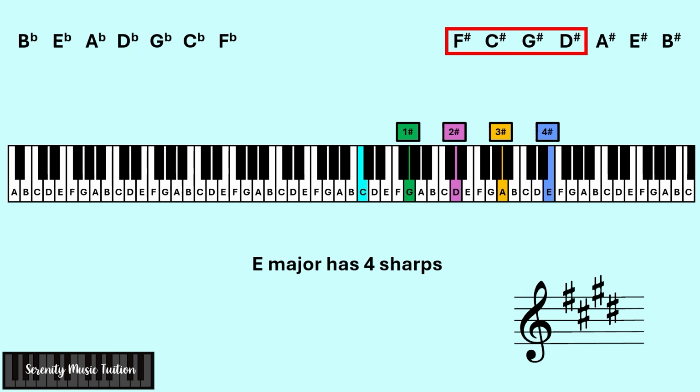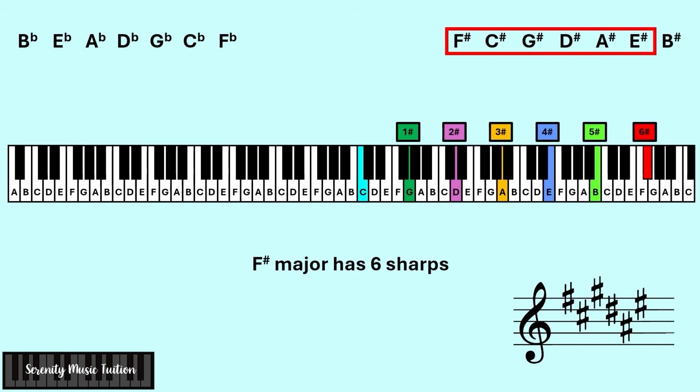We move right again by the interval of a perfect fifth to reach B major, which has 5 sharps. We have all the 4 sharps that we had in E major, and now with an extra sharp, which is A sharp. We move right again by an interval of a perfect fifth to reach F sharp major. We have F sharp, C sharp, G sharp, D sharp and A sharp from B major, and we add the extra sharp, which is E sharp.